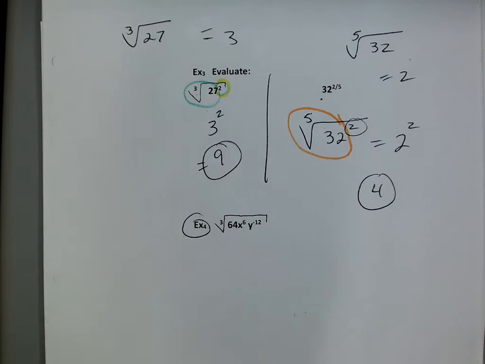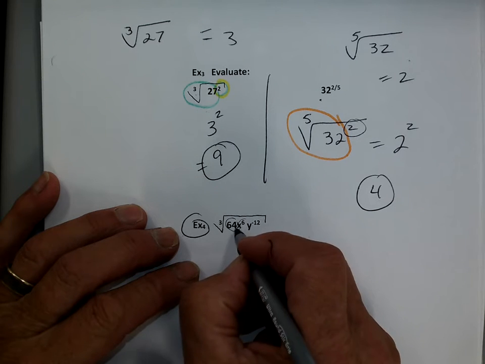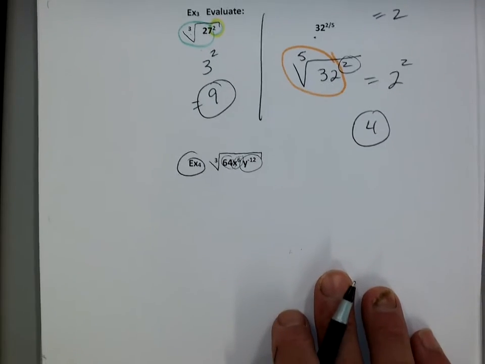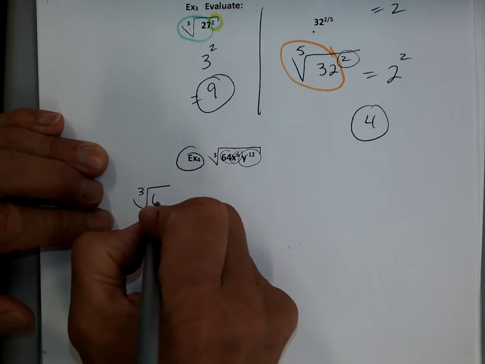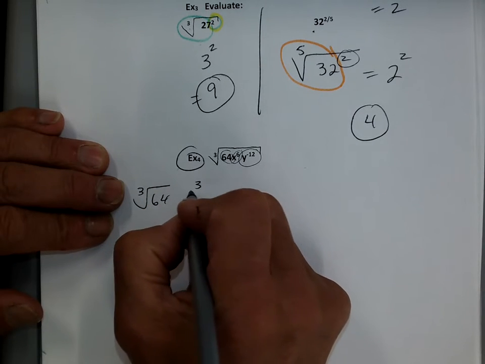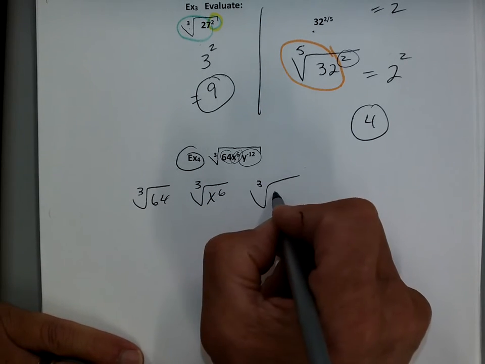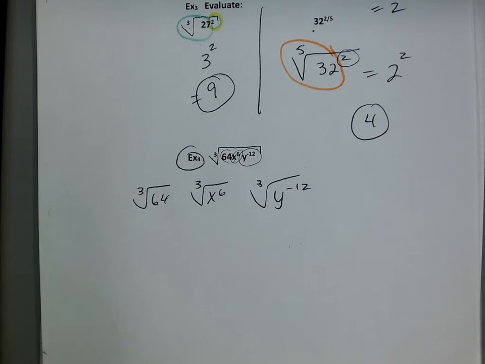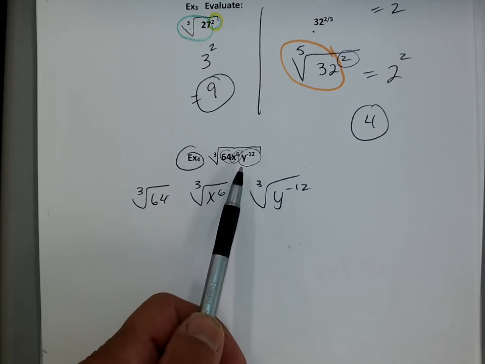But I can do that. So I see, in a sense, 3 different parts to this. I see the cube root of 64, x to the 6th, and y to the -12. So let me break this up into the 3 different parts: the cube root of 64, the cube root of x to the 6th, and the cube root of y to the -12.